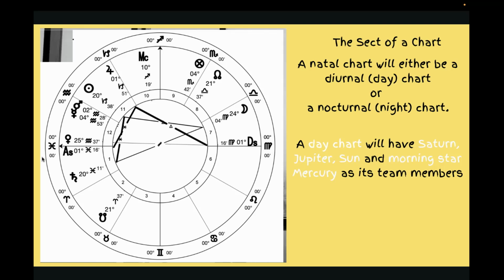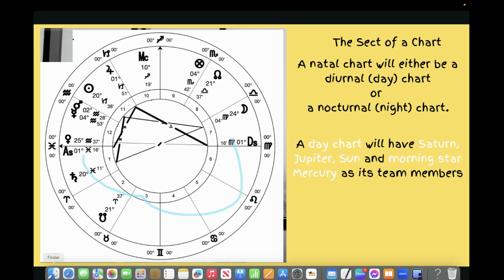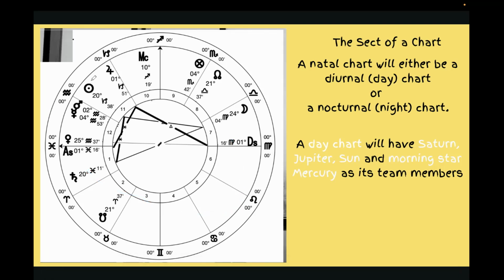Okay, find the ascendant, which is here, and the descendant, which is over here. And then you're going to draw an imaginary line connecting them. And once you do that, you're going to look for the sun. If the sun is above that line, then you have a day chart. If the sun were below the line, you would have a night chart. In this case, here's the sun. You have a day chart. So this chart right here is a day chart.